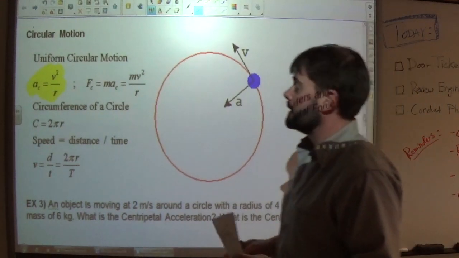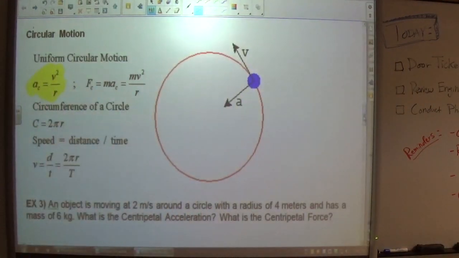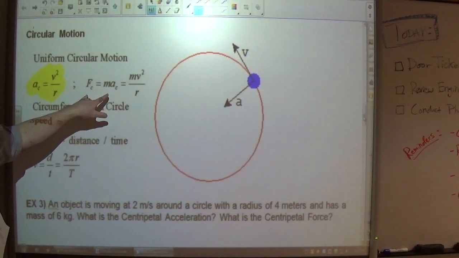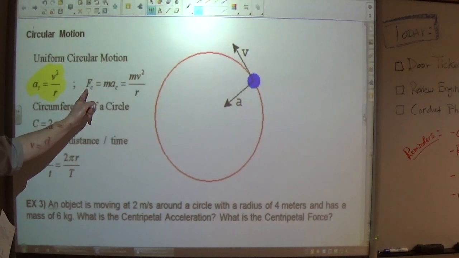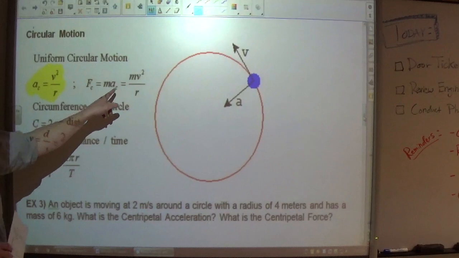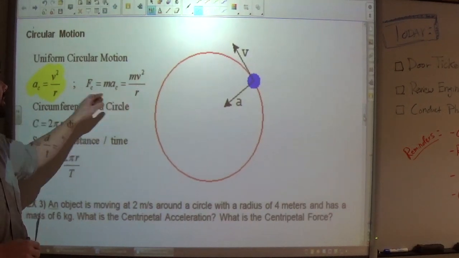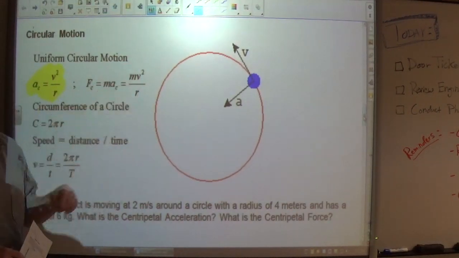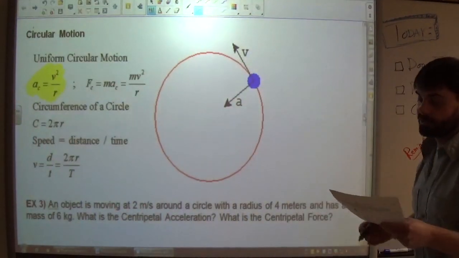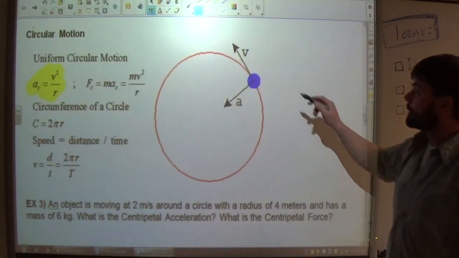So here's some new equations that we haven't used yet. Centripetal acceleration is equal to velocity squared divided by r, and using Newton's second law, we can apply force centripetal is equal to mass times acceleration centripetal, which basically is mass times acceleration, with our acceleration being v squared over r. An important concept here to understand is the difference between centripetal and centrifugal force.